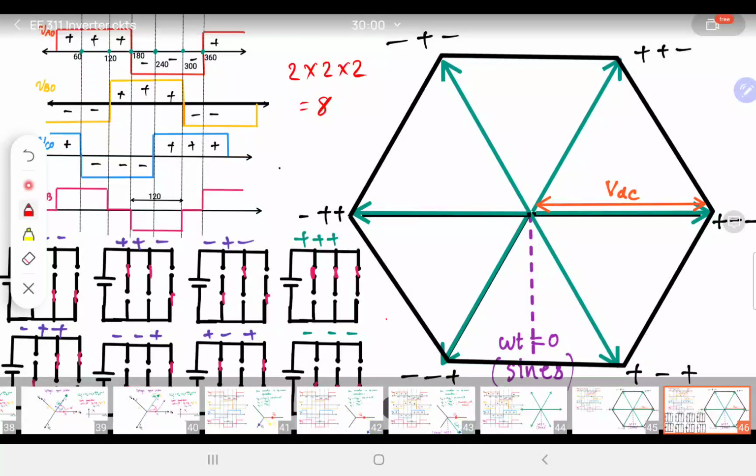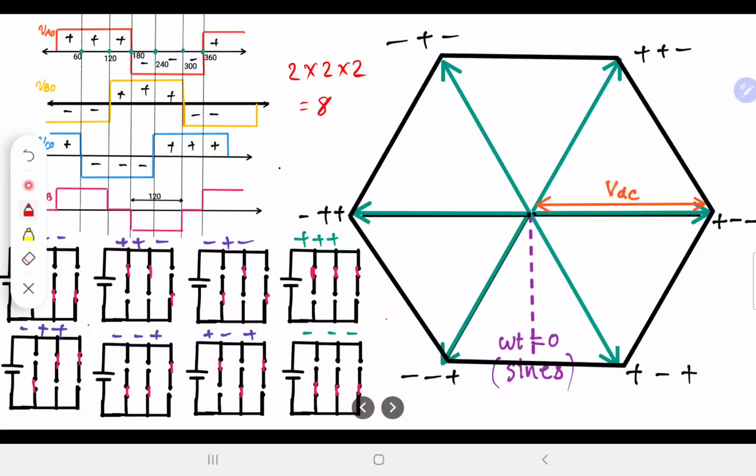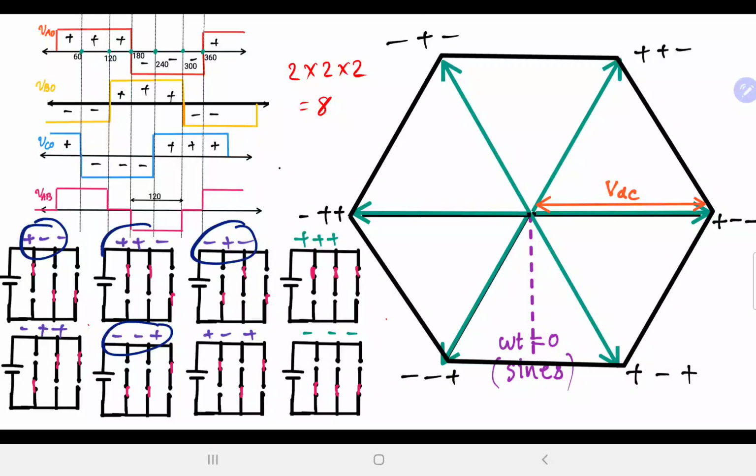We saw that it can be plus minus minus, minus plus minus, minus minus plus, plus plus minus, minus plus plus, plus minus plus, all those things. But this is all from square waves, okay? But it is also possible that I can have all the switches connected to the plus terminal, or all the switches connected to the minus terminal.